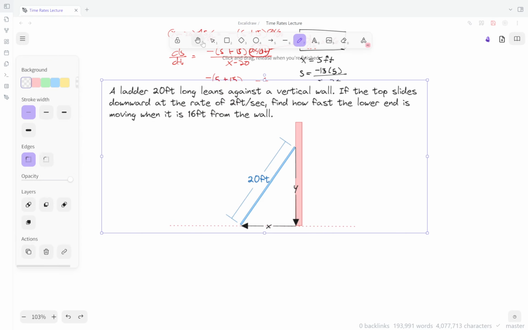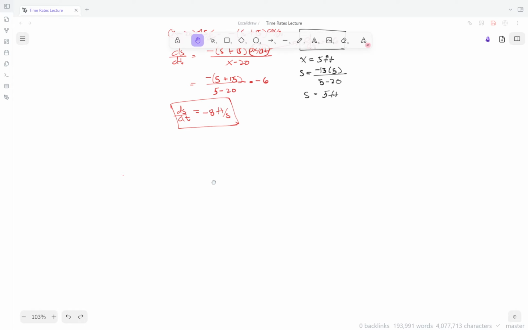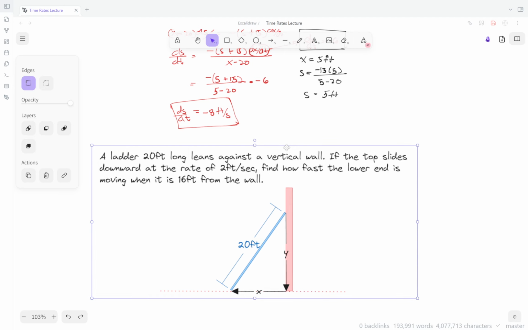Okay, so I think I'm pressing the wrong key. So let me just paste this one. Is it this? It's this.